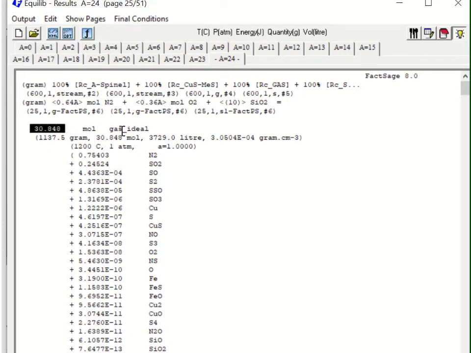And then you have 30 moles of gas, and you have 75% N2, 24% SO2, a lot of SO2. In fact, the copper companies actually produce a lot of sulfuric acid, because all this sulfur, which is SO2 gas coming from their roasting, smelting and converting processes, is collected internally, and then they make H2SO4 solution. And this is the byproduct of the copper industry.